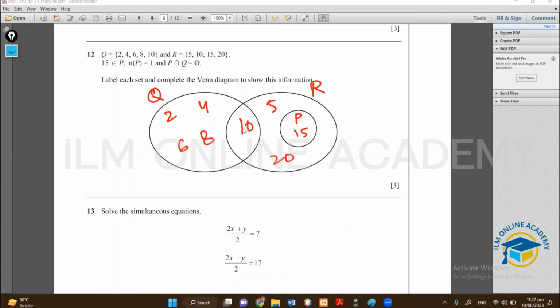Okay, so that's it. This is the only thing we have to do in this question. We only have to show the given information in the Venn diagram. That's it, nothing else. So that's it for question number 12.